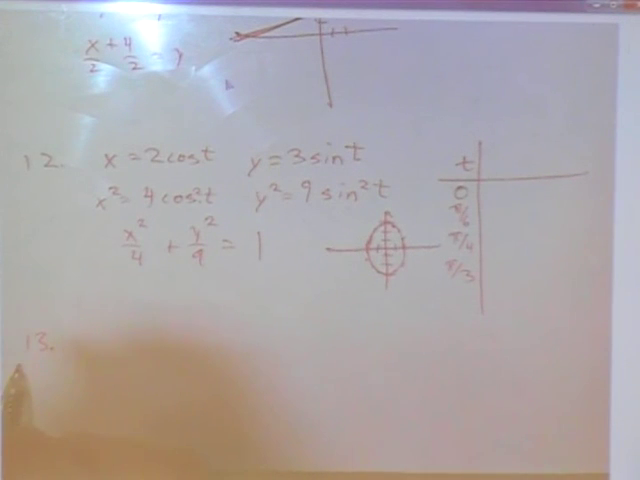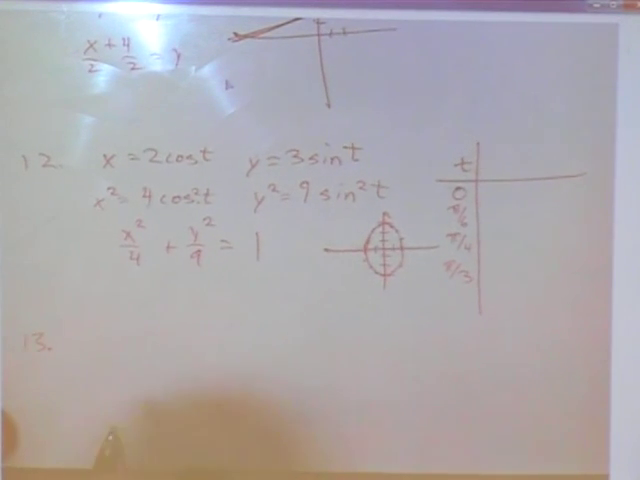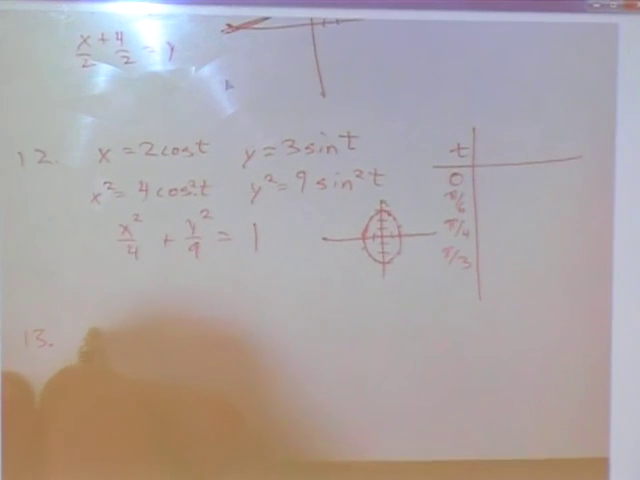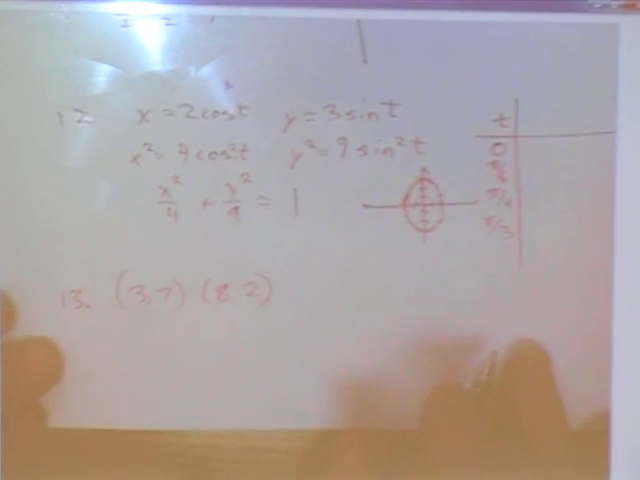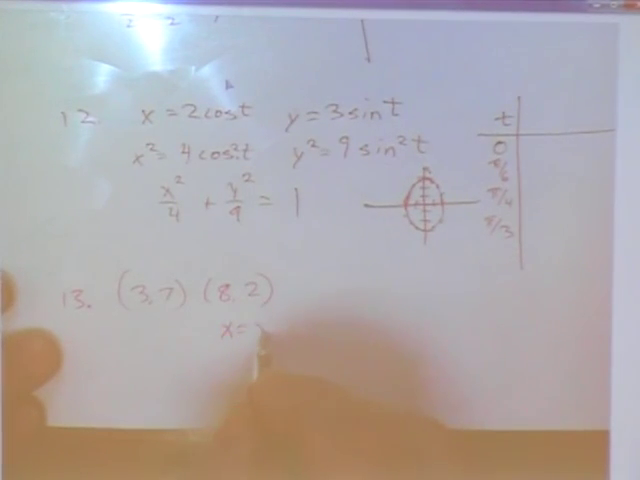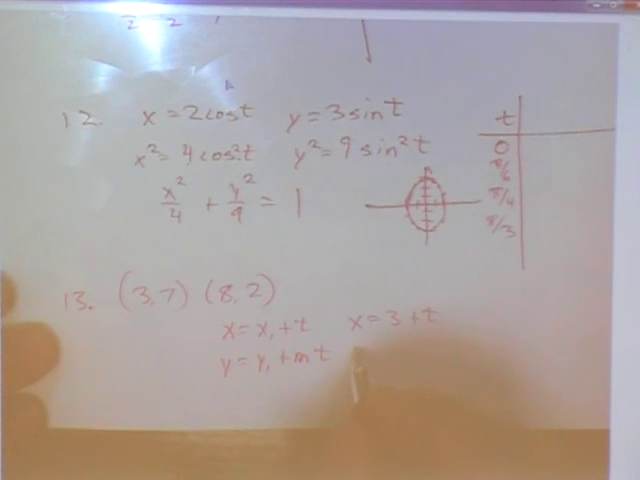13 should have been a no-brainer, but we struggled with it. I need the parametric equation given these 2 points. So the parametric equation is x equals x sub 1 plus t, and y equals y sub 1 plus the slope times t. Well, the x part's easy. x sub 1 is 3. That was easy. The y should be easy. y sub 1 is 7.